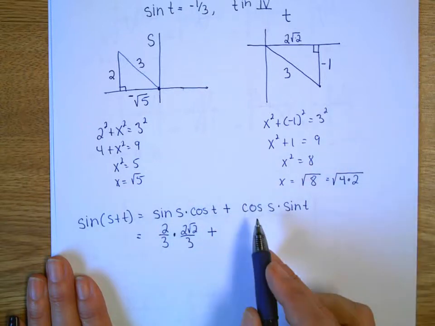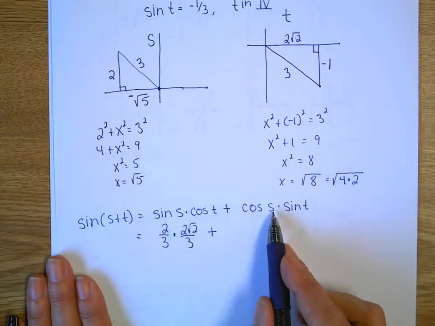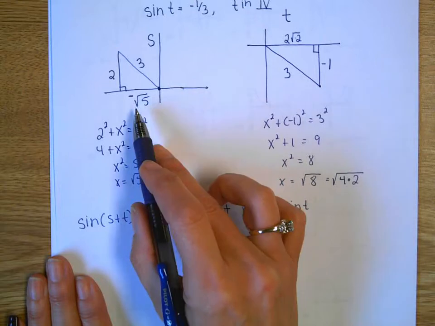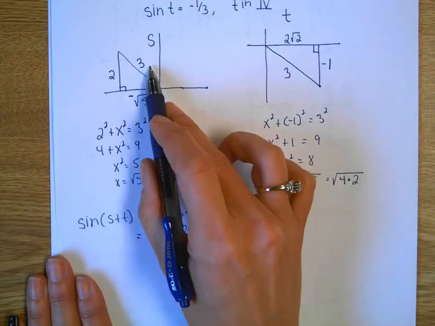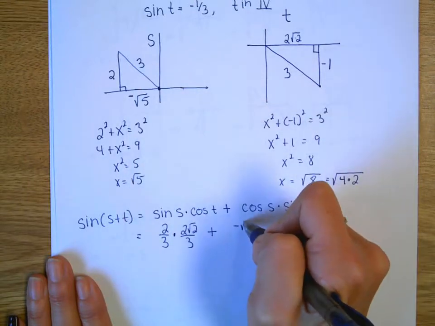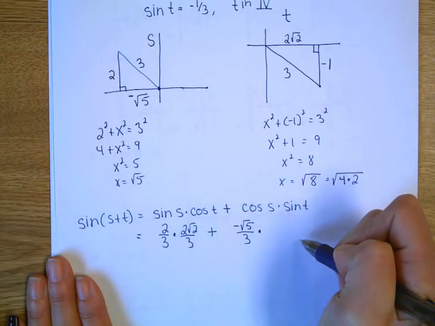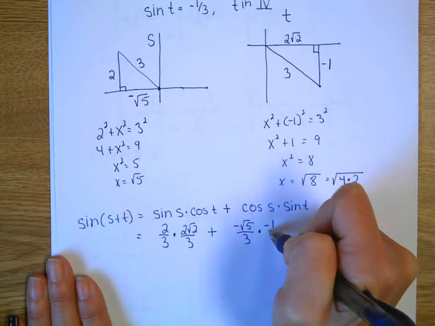Plus, now I want the cosine ratio from the S angle. So I go over to the other one. Cosine is negative square root of 5 over 3. Times the sine of t, which is negative 1/3. That was given.